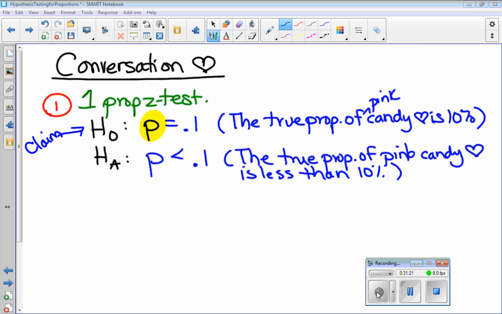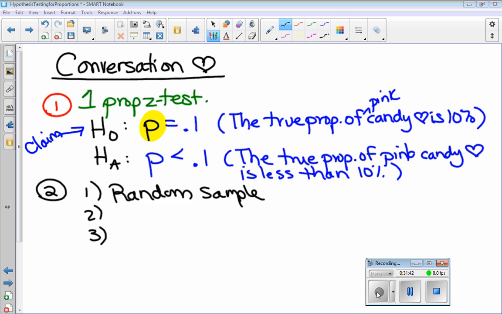All right, so what's the second step? Done the first step. State the conditions. And didn't we do that before with the conversation hearts? I think we already checked them last time. Okay, so they were random. Don't ever do this. Random sample, yes. Whatever the amount was, I forget how many total candy hearts we had. Did we know that? I don't know. We'll just say however many candy hearts.